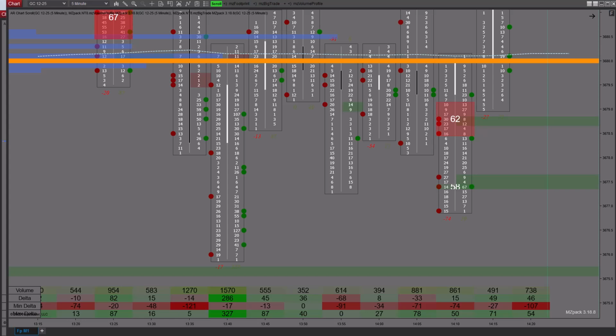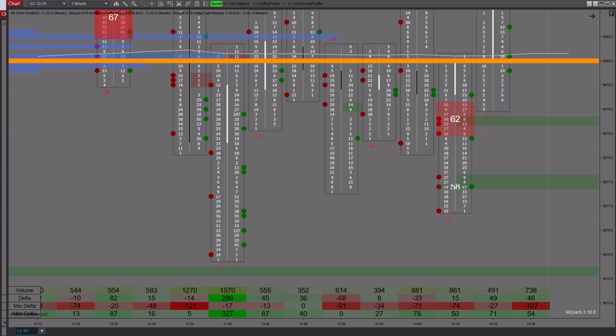Volume in a footprint chart reflects the total number of contracts traded at each price level within a candle. Delta is the difference between buy volume and sell volume, either at a specific price or across the entire candle. The formula is simple. Delta equals buy volume minus sell volume.